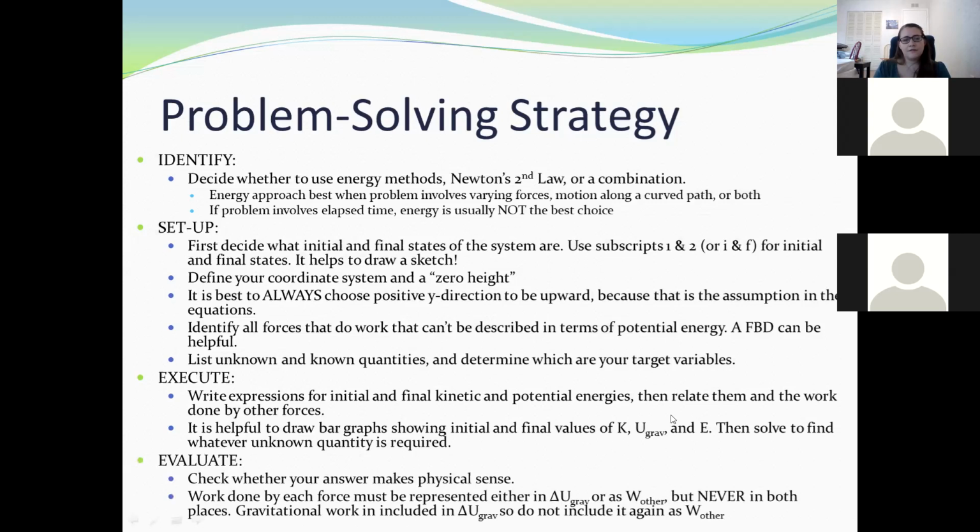And lastly, we're going to evaluate your answer to see if it makes sense. So the work done by each force needs to be represented either in the potential energy of gravity or in that other category, but never in both places. Since we're including gravity in the gravitational potential energy, we do not also include it in the work due to other things. You just include it once.